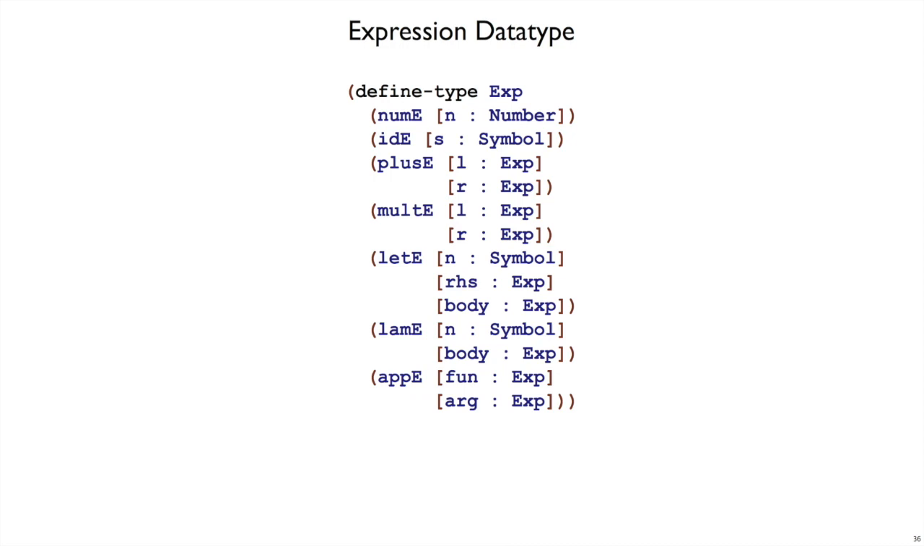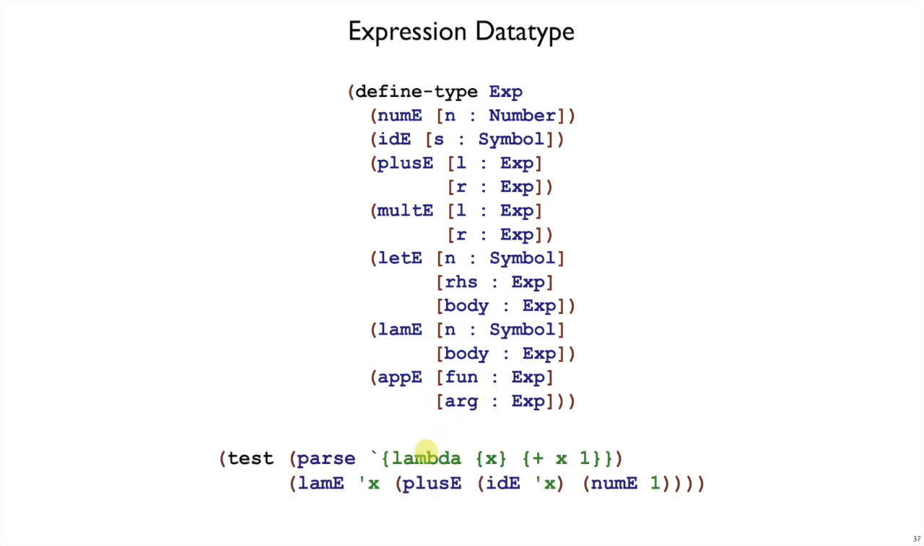Here is our revised exp define type to go with our revised grammar. So we have all the things we had before, except that now we have lambda. The relevant parts of a lambda are the name of the argument and the body of the lambda expression. We don't have to remember the word lambda or the curly braces around the argument name. We've also replaced our appy with one that has a function expression instead of just a function name that was a symbol.